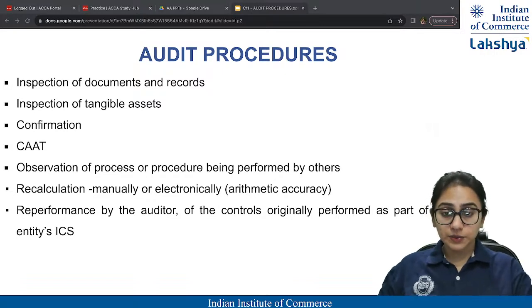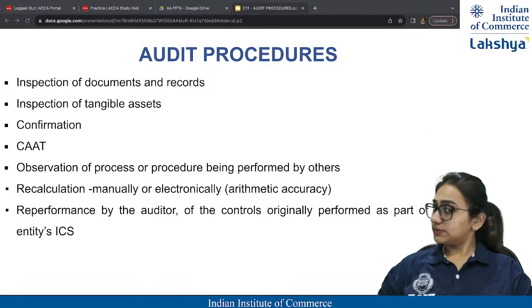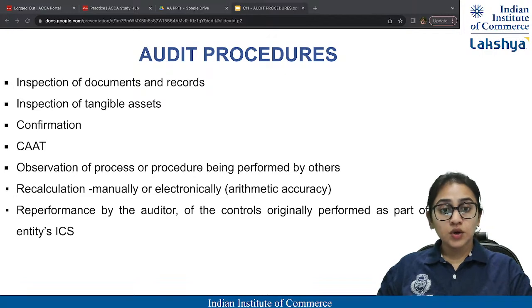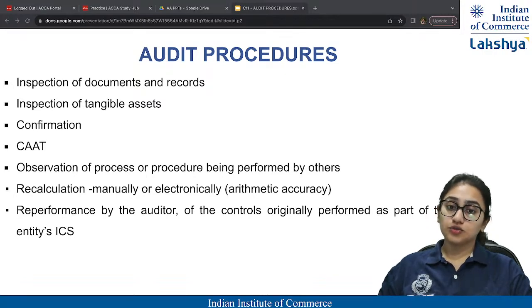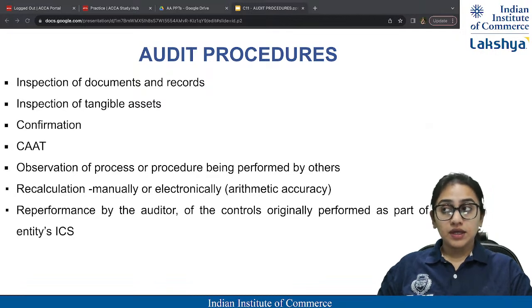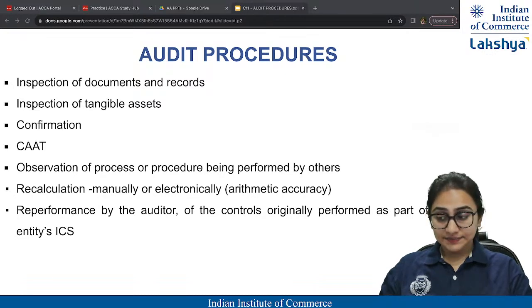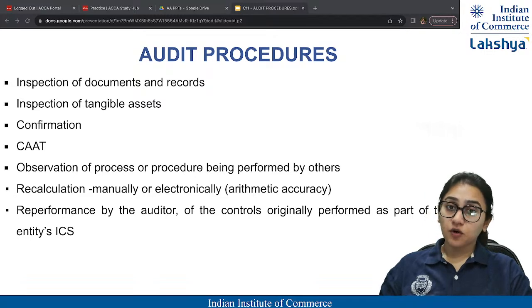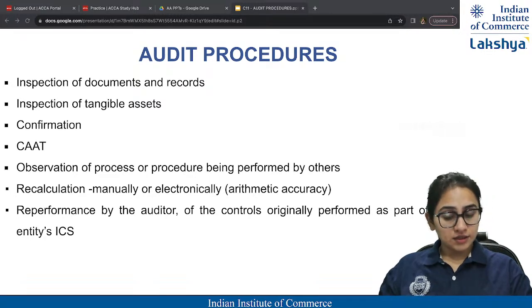And the last part we have is reperformance by the auditor of controls originally performed as a part of the entity's internal control system. There are various procedures, there are various controls that are performed by the company. Auditor will reperform a few of those to see if they are originally performed as a part of ICS and to see if they are performed correctly.